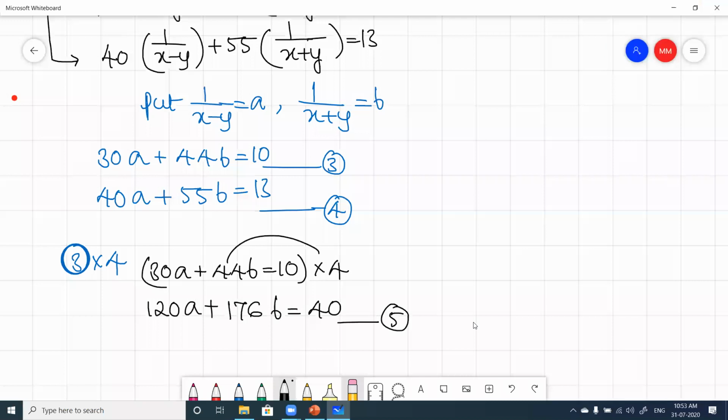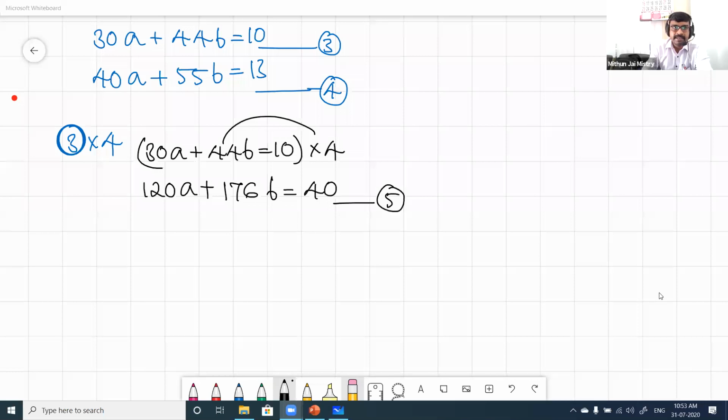Now, equation 4, we need to multiply. Srihari, can you please unmute? What did you write, Srihari? Control yourself. What you wrote in the chat box, show it to everyone. Is it necessary?